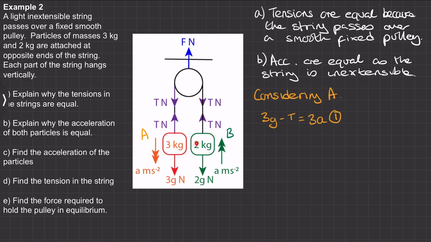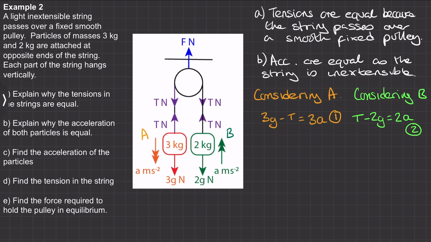Now we can consider mass B. And because A is heavier, this downwards motion must move B upwards at the same acceleration. So now the tension is greater than the weight. So T minus 2g will have a mass of 2, but the same acceleration as A. And we'll call this equation 2.